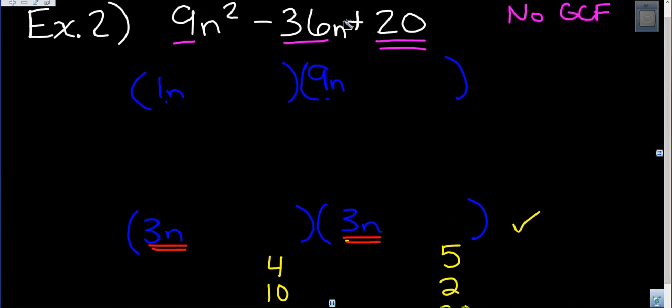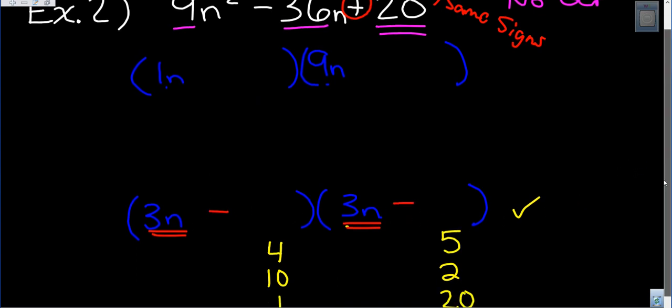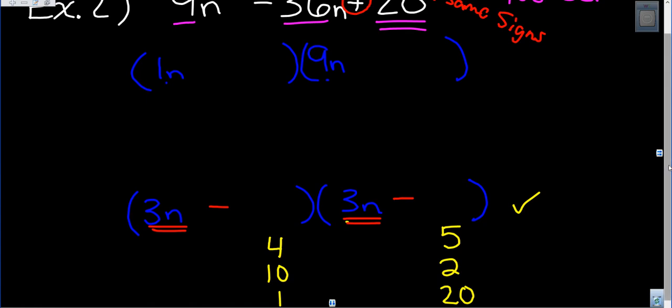So since I see a plus sign, I'm using that to tell me that I need to add, and my signs will be the same. Add, and then the same signs. And if you know that the signs are the same, and you see a minus here, then I know it's going to be minus and minus. So if you want to go ahead and do that, you can go ahead and set that up.